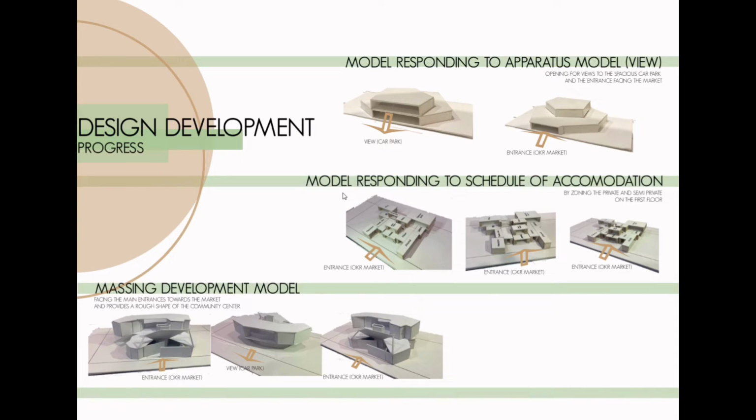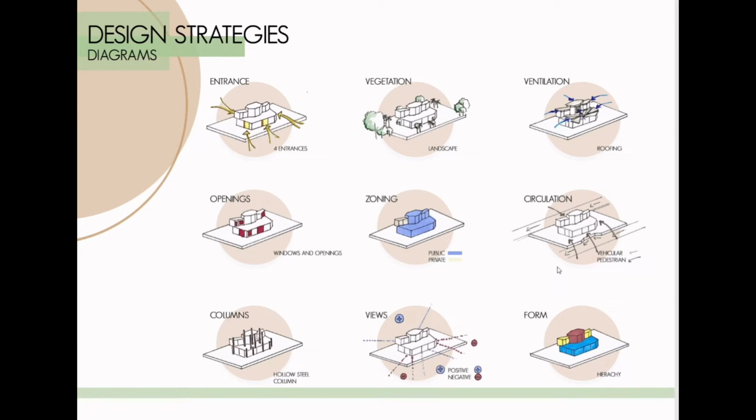And this is the model responding to SO8. As you can see, there are two levels for this model, which means I made it for the semi-private and the private one on the first floor. So this is a massing development model. As you can see, the shape is coming out, and the views, the openings, and so on are based on the previous models. This is the design strategies, and there are 4 entrances for my building.